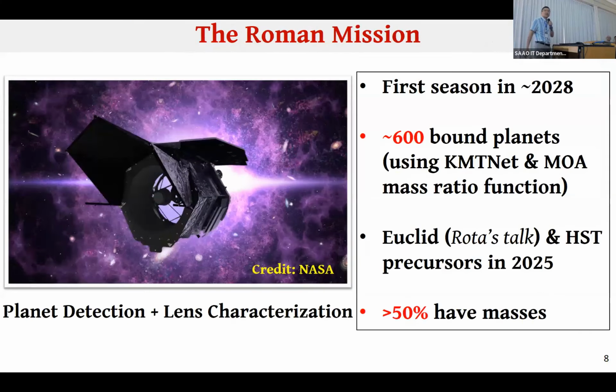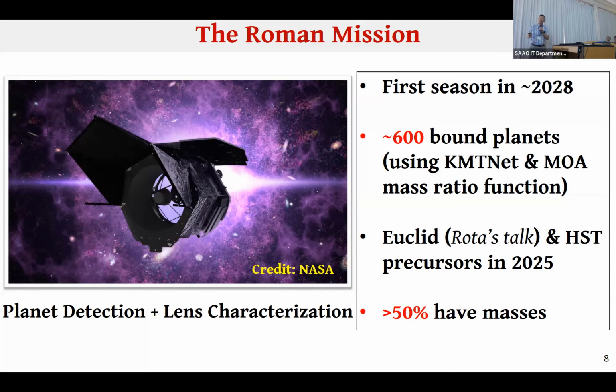Now, perhaps to overcome this difficulty, we can go to space. And this is where the Roman mission will play a very significant role. I wrote here the first season may start in 2028. In fact, from the timeline we have seen, this may be earlier, in 2027. And this will discover many hundreds of bound planets.